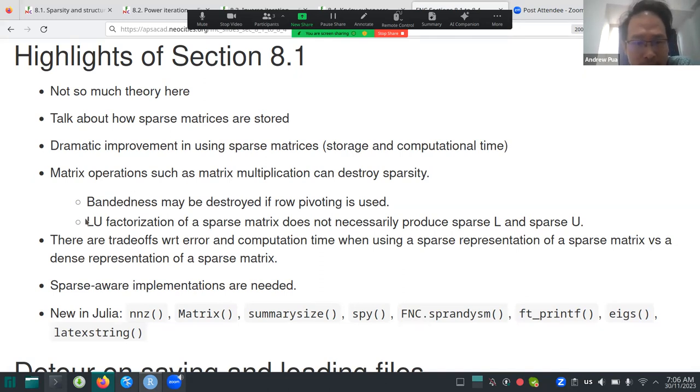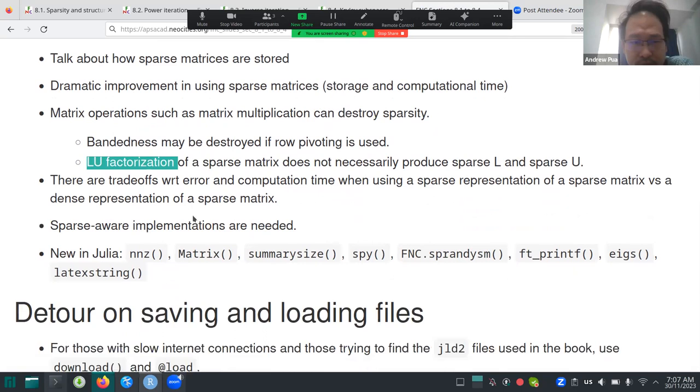Another thing is that when you do LU factorization, when you try to solve systems of linear equations, even if you have a sparse matrix, the L and the U may not necessarily be sparse. So that's another thing to pay attention to. And there are examples in the section that demonstrate these things.